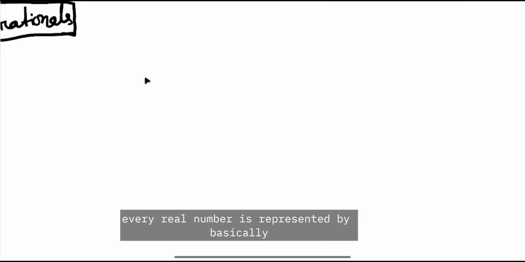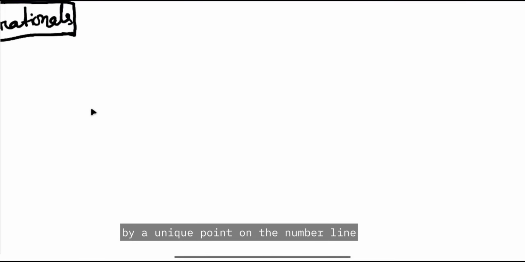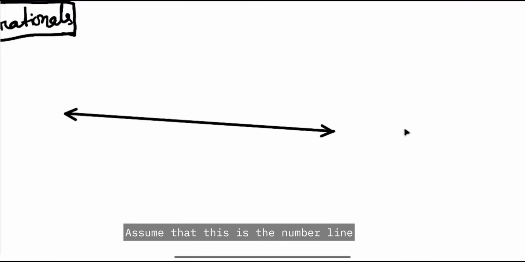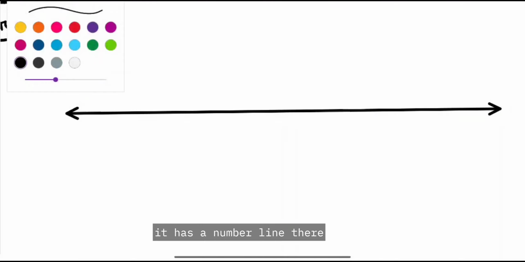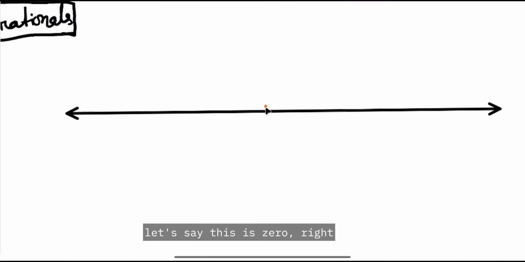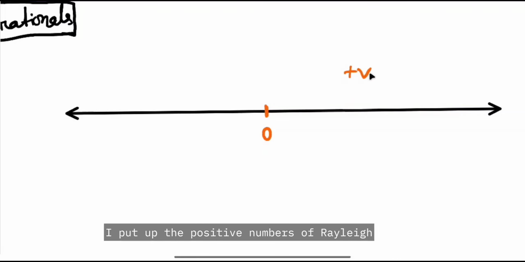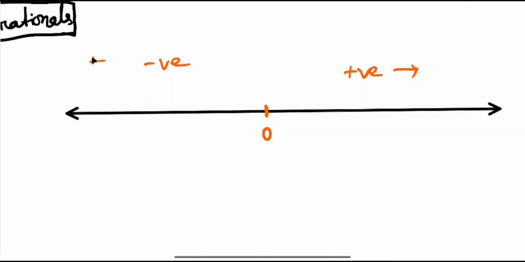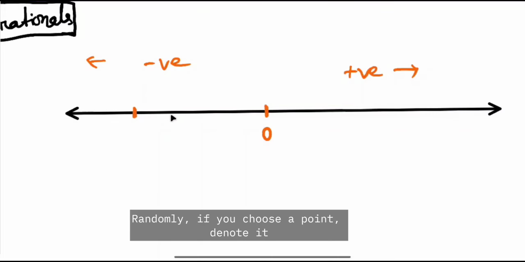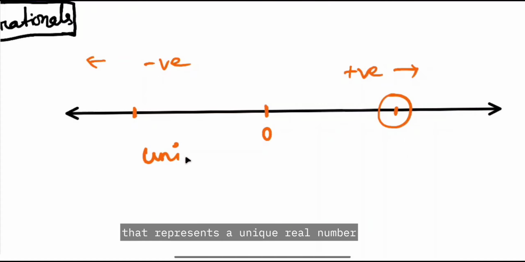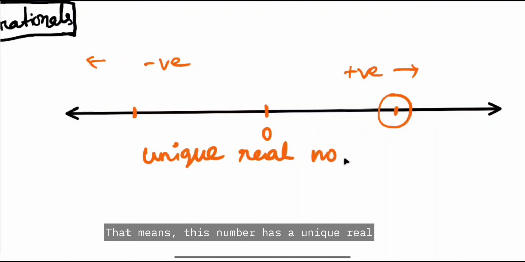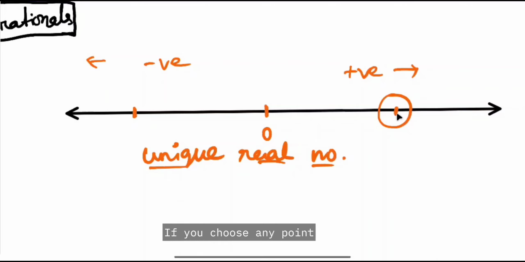is represented by a unique point on the number line. Assume that this is the number line, and this is 0, with positive numbers on one side and negative numbers on the other. Choose any point randomly and mark it on the number line; that represents a unique real number. Whatever point you choose is a real number, right? This is what we know about this.